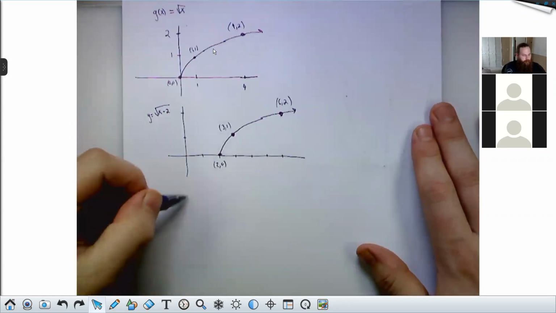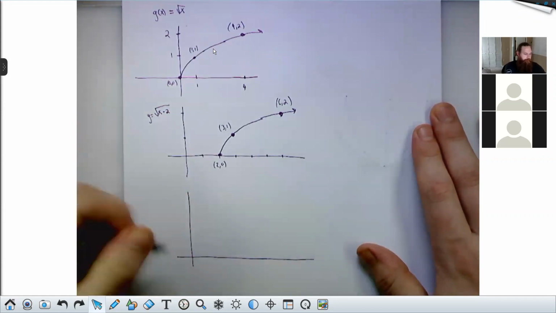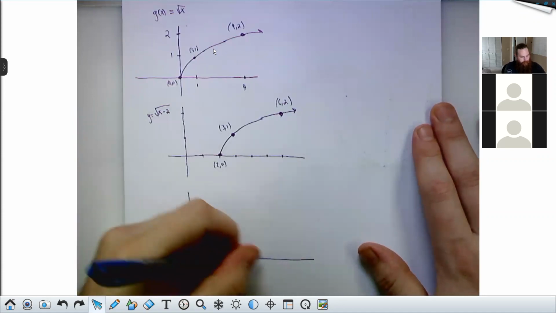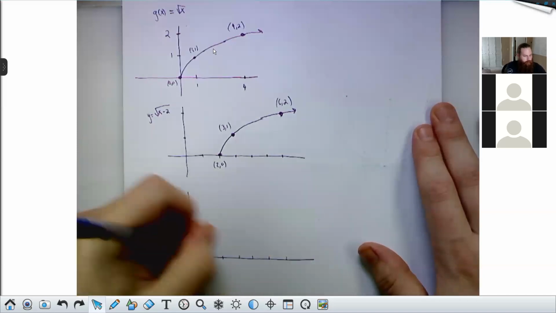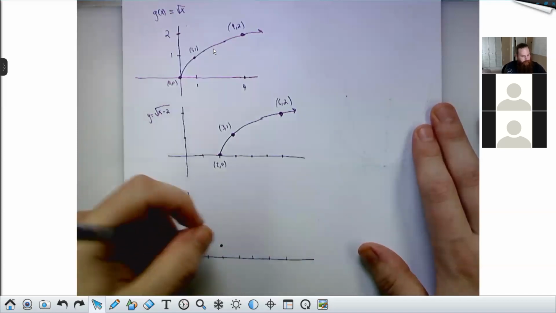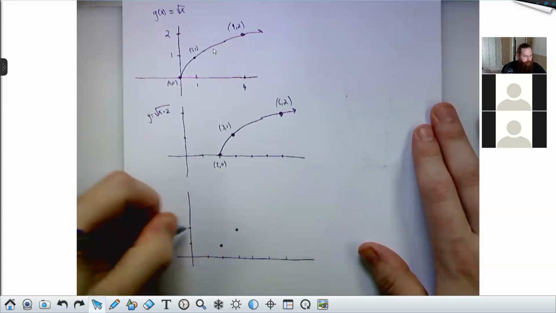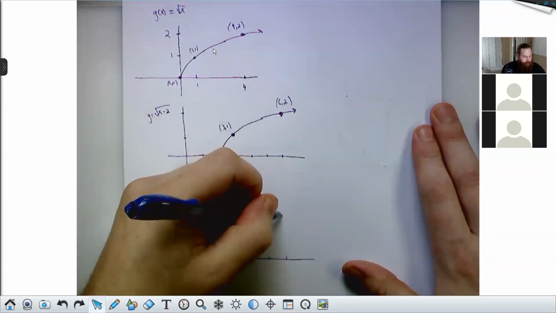And now my last move would be to bump everything up by 1. So (2, 0) is going to come up to (2, 1). (3, 1) is going to come up to (3, 2). And (6, 2) is going to go up to (6, 3).